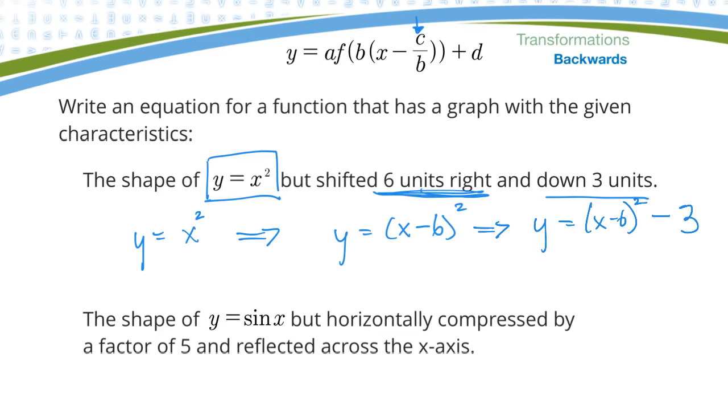Okay, let's try this one at the bottom, or you can try it. Press pause, see if you can do it. Horizontally compressed, that's a b value by a factor of 5. So I'm going to write y equals sine 5x. I can put that in brackets. Leaving it without brackets is okay too, but typically I like to put it in brackets. Then it says reflected across the x-axis. That's the y one right there. So I need to put a minus out front to make it flip across the x-axis.